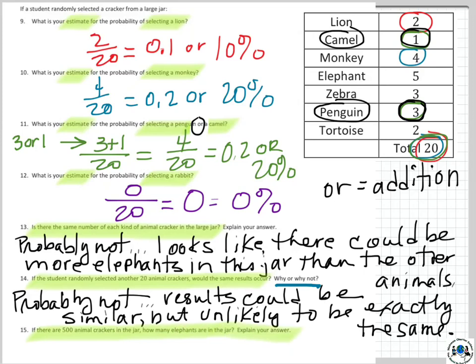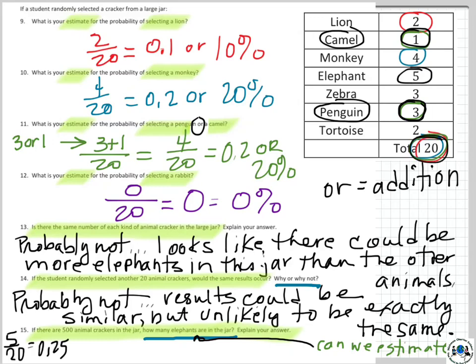Now the last one kind of ups that sample size, and sample size is a very, very important thing in the area of statistics. If there are 500 animal crackers in the jar, how many elephants are in the jar? Now again, they make this definitive statement here. I don't like that, so I would rather say it this way: how about if there are 500 animal crackers in the jar, how many elephants can we estimate there are in the jar? If we did that, we had 5 out of 20.